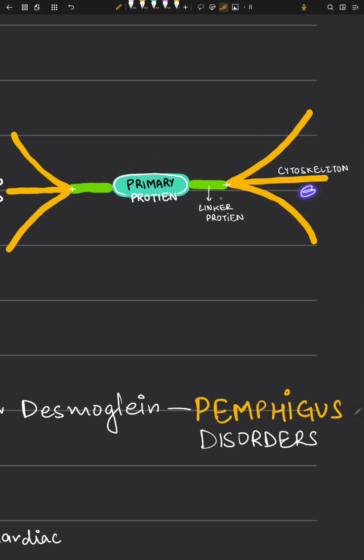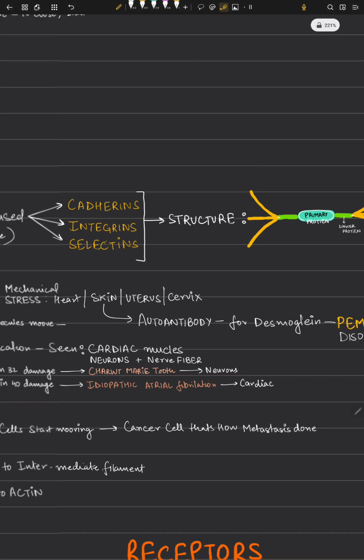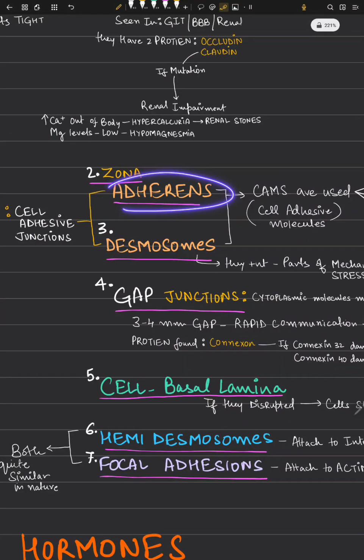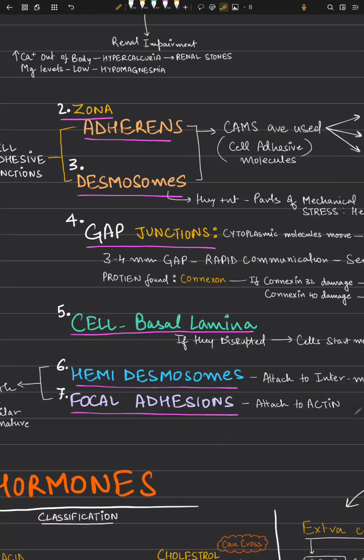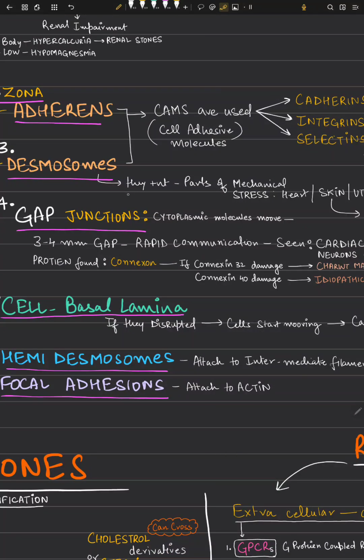The cytoskeleton and primary protein is connected via linker protein. That's it. Now the name of these proteins can change depending upon if it is a cadherin or if it's a desmosome. Cool, now you understand that. So desmosomes are cell adhesive junctions. Cool. They are present at the part of mechanical stress.